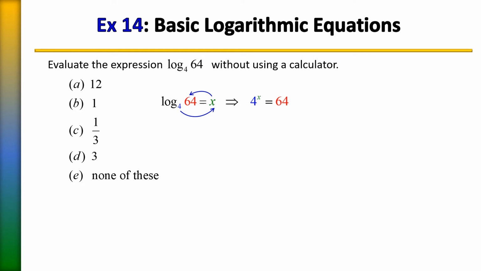So I want to know what number do I have to raise 4 to in order to get 64. And that number is 3. So therefore x equals 3, and there you have it, choice D.